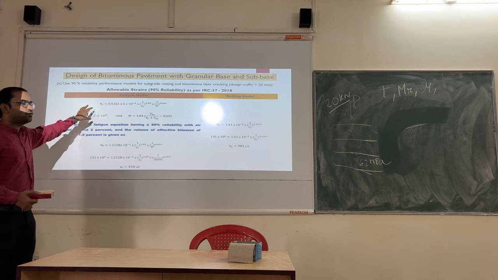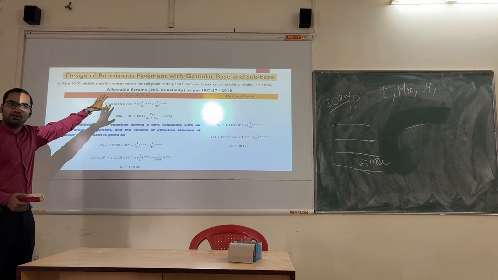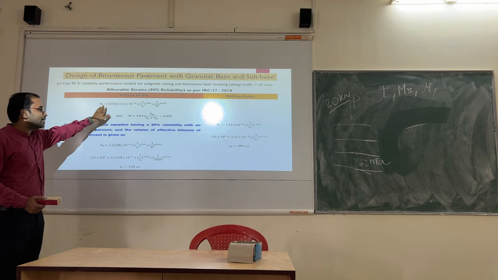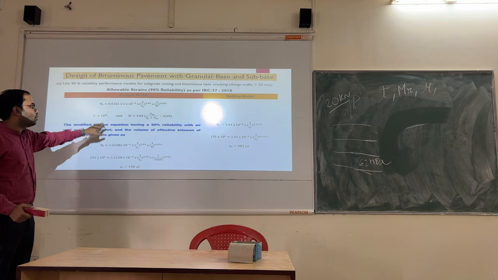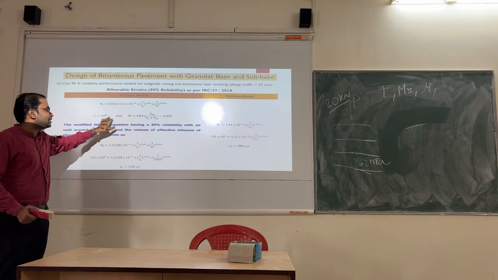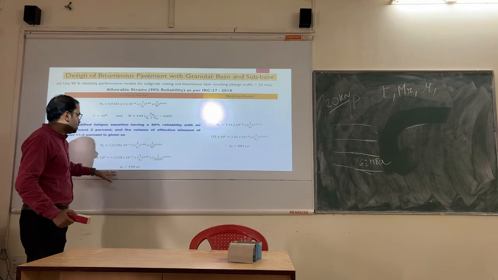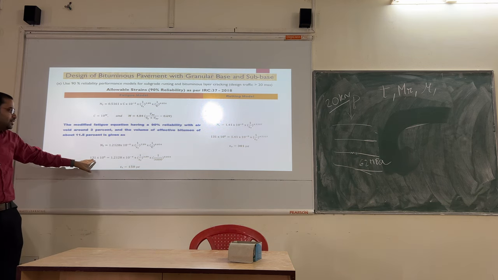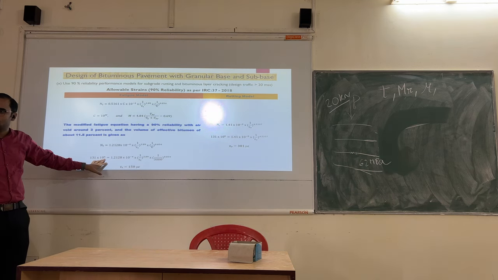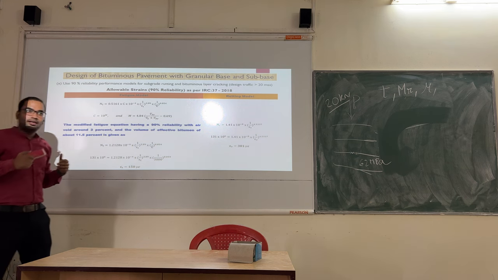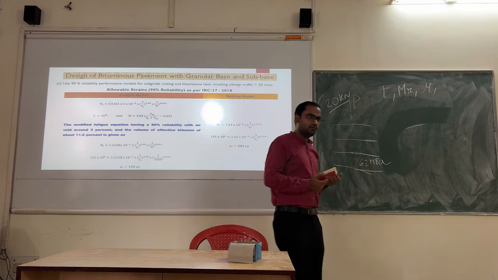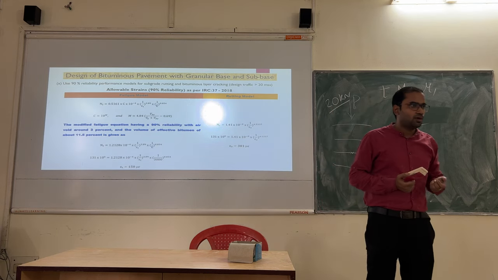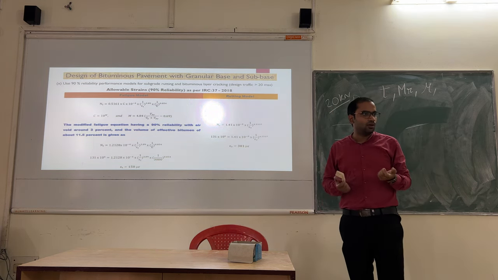Then, I have told you we are considering 90% reliability for national highways and expressways. Based on that, for the rutting life and fatigue life calculation, we are applying it here in the fatigue model. We are back calculating, and 131 MSA is the value that you have got. You now know for how much traffic you have to design the pavement. 131 MSA is your calculated value.